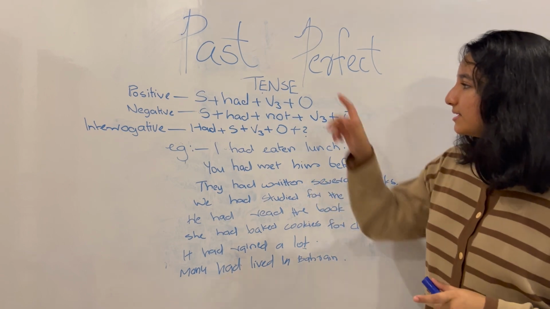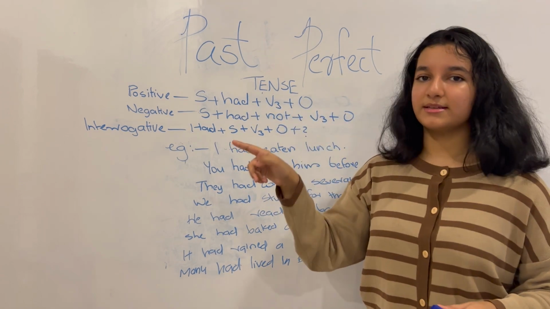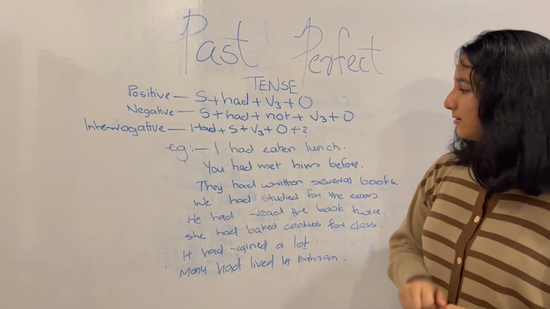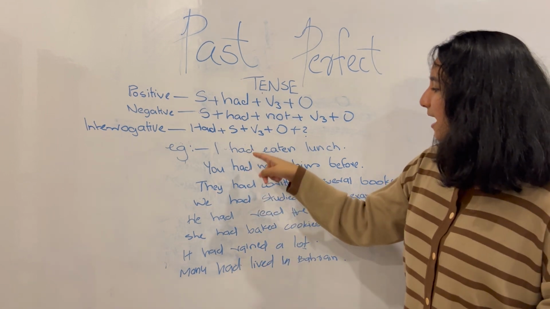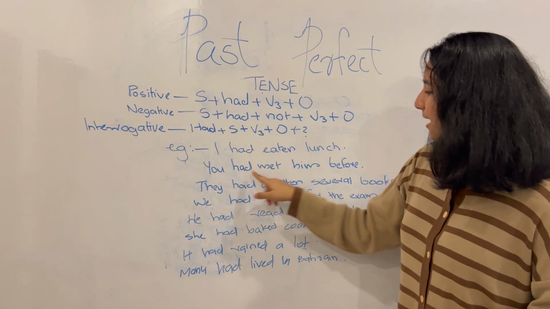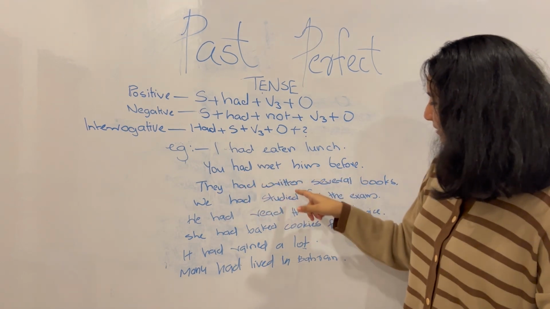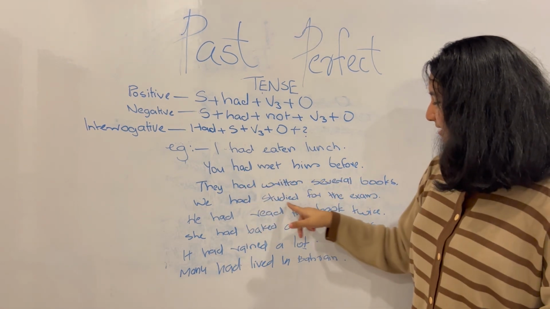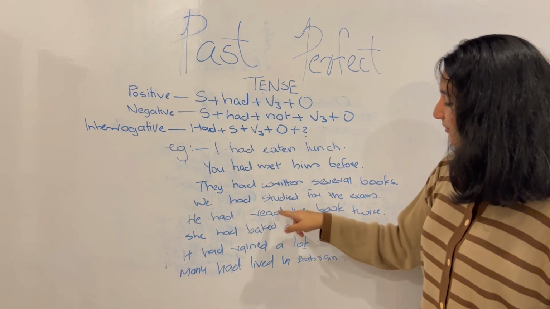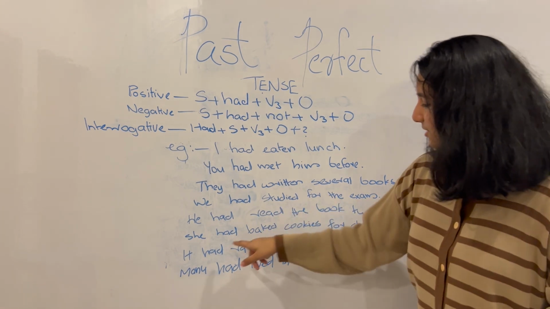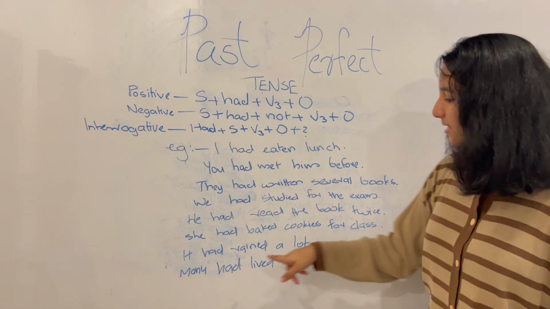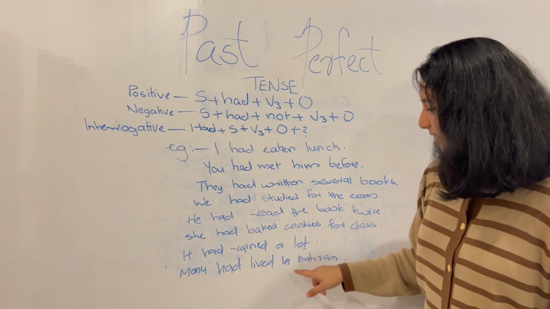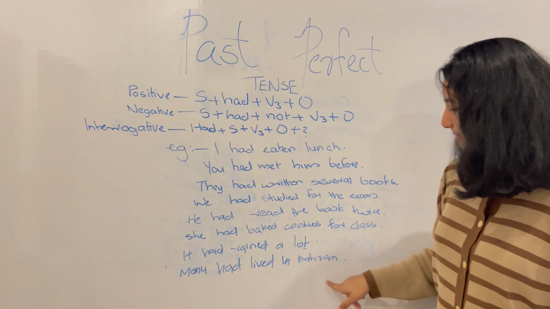Now let's see, using this format for positive sentences, some examples I have written down. You can see, I had eaten lunch. You had met him before. They had written several books. We had studied for the exam. He had read the book twice. She had baked cookies for class. It had rained a lot. Manu had lived in Bahrain.